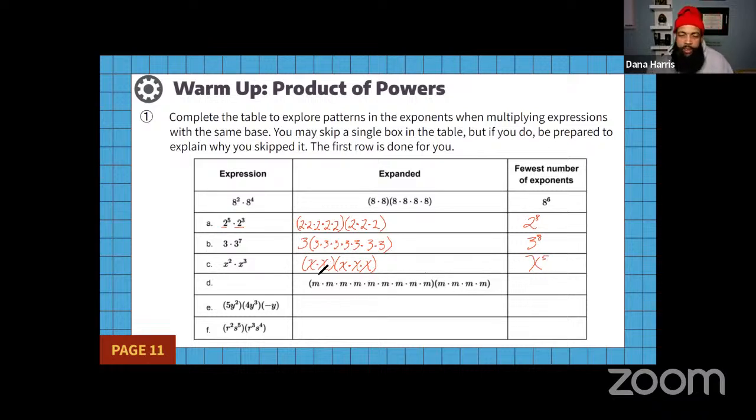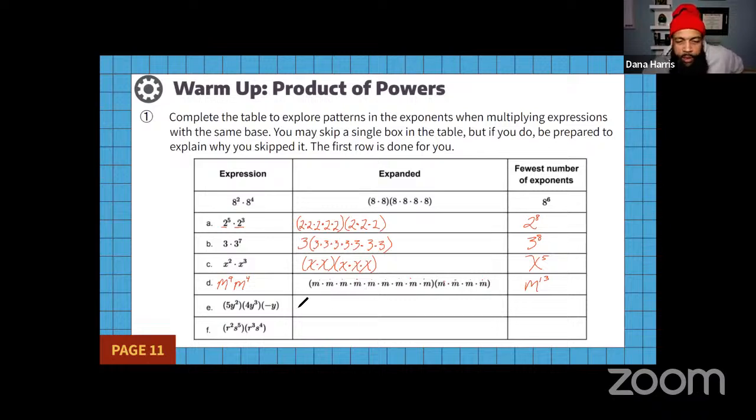Now, in this row D, notice they give me the expanded form, and I have to actually write out the initial form. So in the first parentheses, I have 1, 2, 3, 4, 5, 6, 7, 8, 9 m's. So that's m to the 9th power. And then in the second parentheses, I have 1, 2, 3, 4 m's. So that's m to the 4th power. And if I add up all those m's, I get 13 m's. So that gives me m to the 13th power.